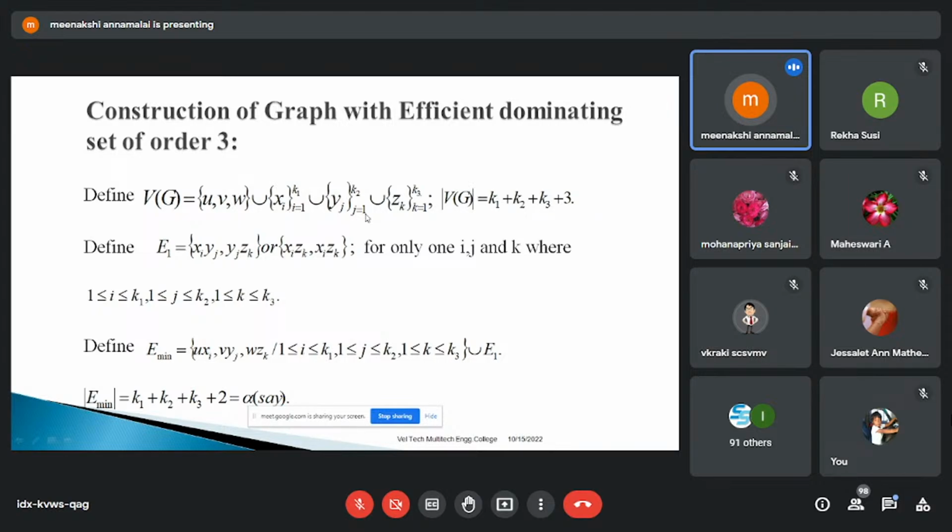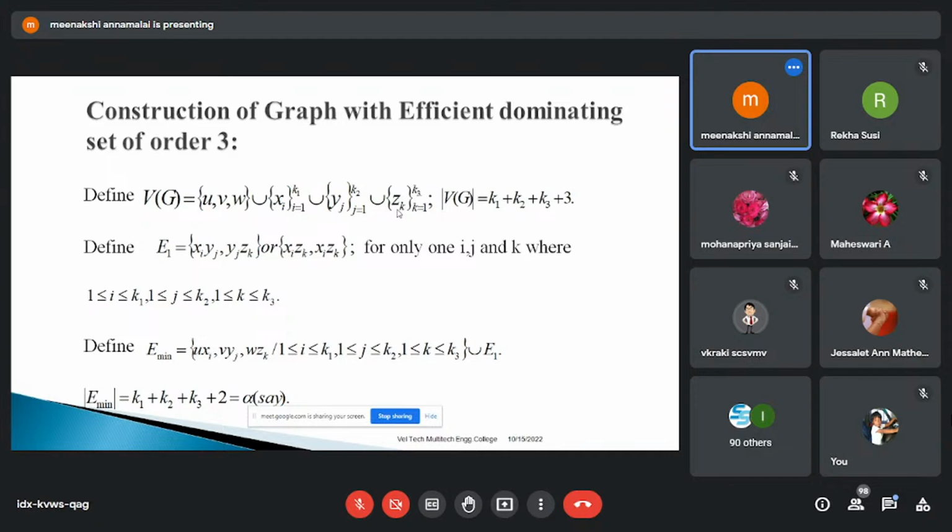Now the vertex set we define for the network. Now the edge set. We know the maximum number of edges present in the complete graph. Here also we can follow that, but it should be subject to certain conditions. If I place all the edges, it violates the efficient dominating set. Why? Because the neighborhood of u intersection the neighborhood of v intersection the neighborhood of w should be empty, then only u, v, w will be members of the efficient dominating set. Otherwise it will be breaking.